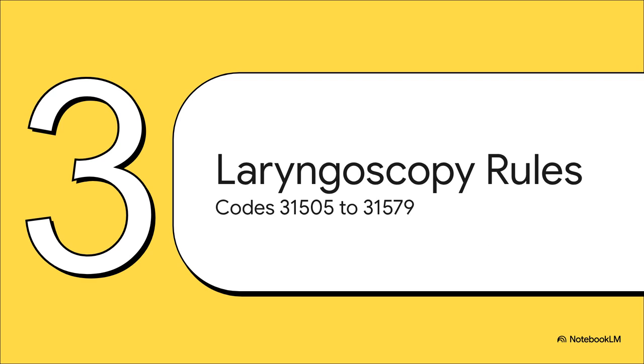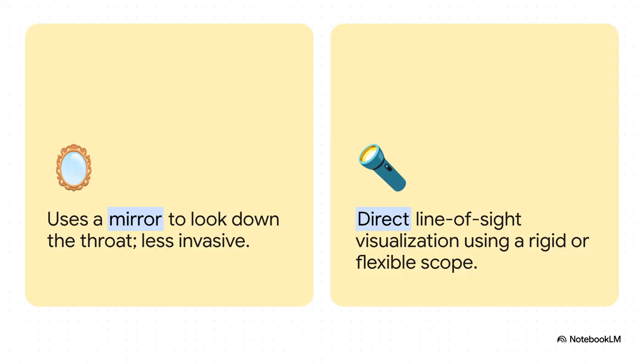Heading further down the airway now, we hit Section 3, Laryngoscopy Rules, covering codes 31505 to 31579. The exam absolutely loves testing if you can spot the approach here. First, you've got direct versus indirect. Now, an indirect laryngoscopy is where the provider uses a little mirror to look down the throat. It's way less invasive. But a direct laryngoscopy, that's a direct line of sight visualization using a rigid or flexible scope.